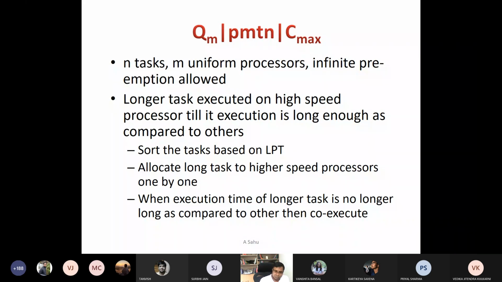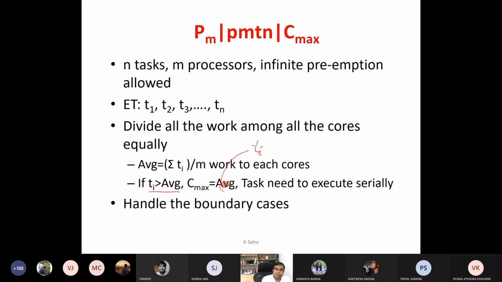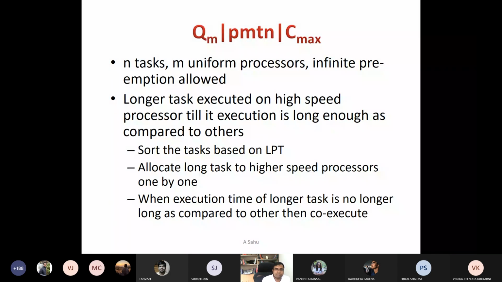Let's move to another problem. What is this problem? QM, PTMN, Cmax. In the previous case it was PM, and now we have changed to QM. M uniform processors and preemption is allowed. We know all execution times beforehand, which means all tasks arrive at time 0, so no deadline business. And all execution times are arbitrary.